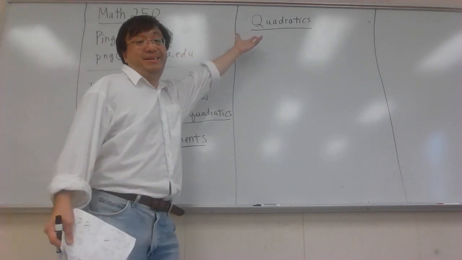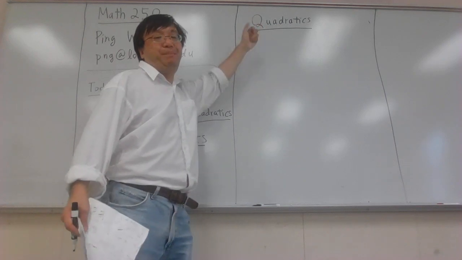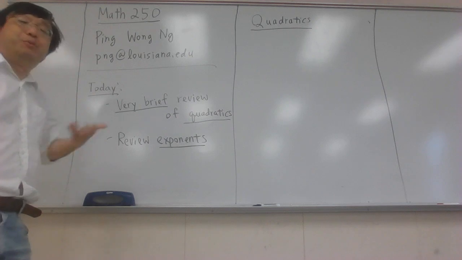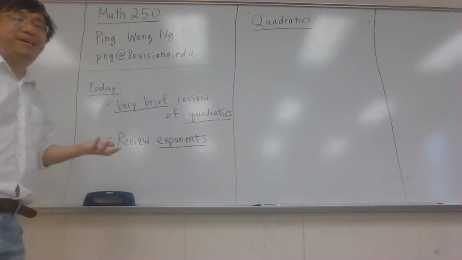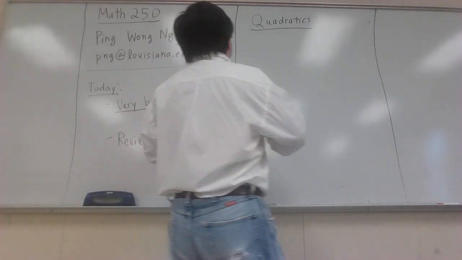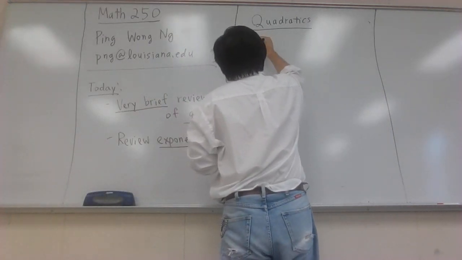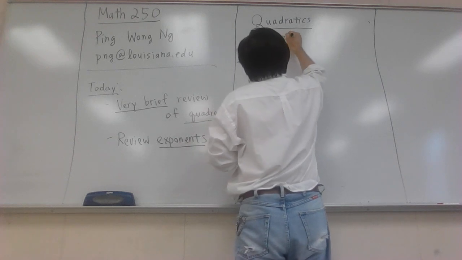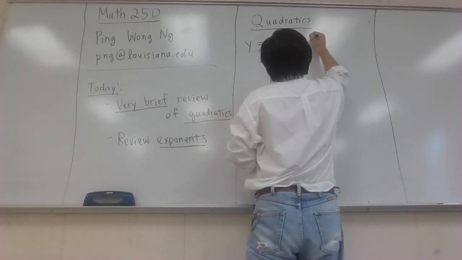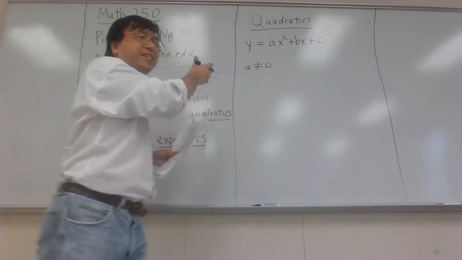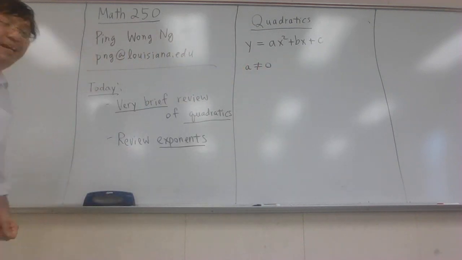And what's a quadratic? Well, a quadratic is just the next step up. A quadratic is a degree 2 polynomial. So recall that this is the general equation for a quadratic. The general form of a quadratic is y equals ax squared plus bx plus c. And we're going to require that a is not equal to 0. Otherwise, it's going to be the degenerate case. I'll say some more about that in a few seconds.